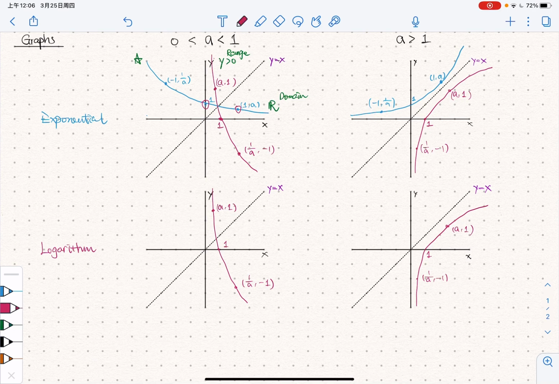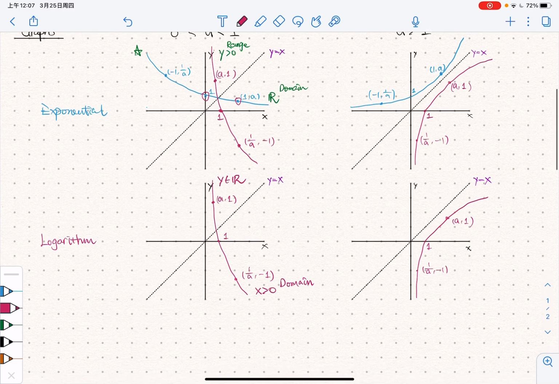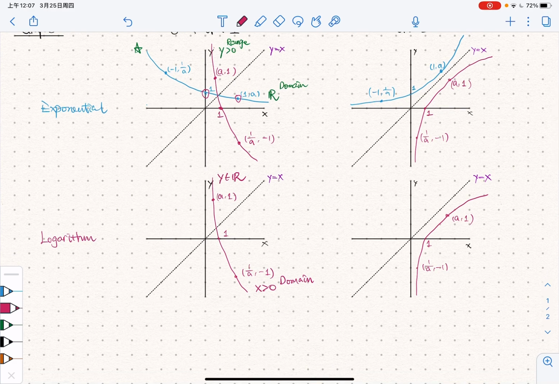And for the logarithm, we take a look at the bottom left graph. The log function has a domain of x larger than 0 and the range of y in R. Since on the red graph we can take everything on y, but for the x we only have x larger than 0.